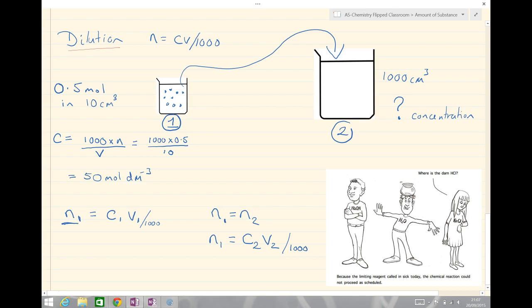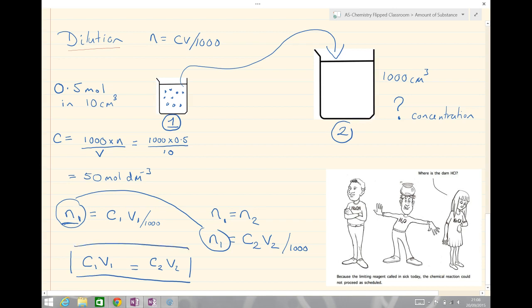In each of these cases we've got 1,000 underneath again. If we bring these two equations together, cancelling out for moles 1, we end up with an equation that looks like C1 V1 over 1,000 is equal to C2 V2 over 1,000, and we can simply cancel out both of our factors of 1,000. We end up with a simplified equation which says the concentration in 1 times by the volume in 1 is equal to the concentration in 2 times by the volume in 2. And this will help us calculate some simple dilutions.